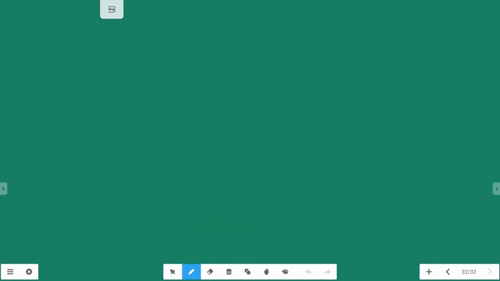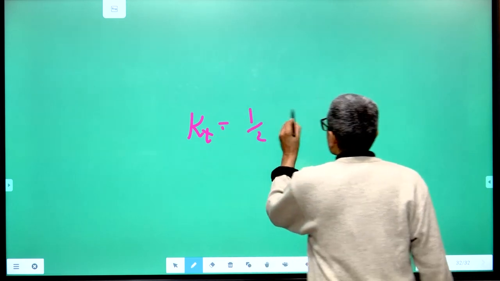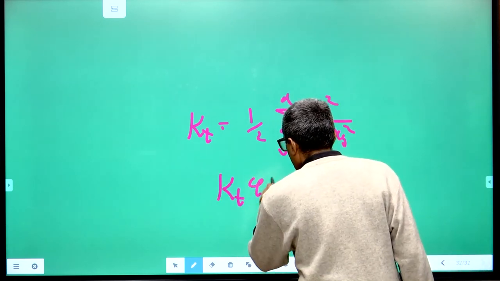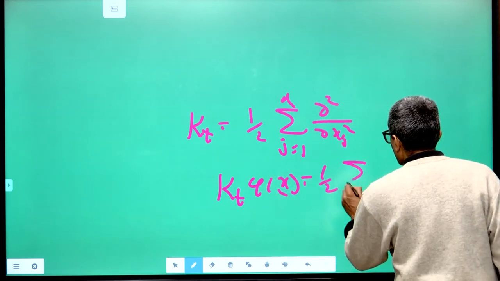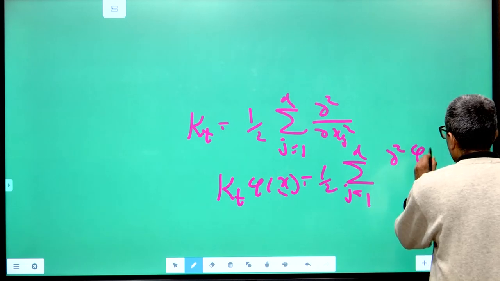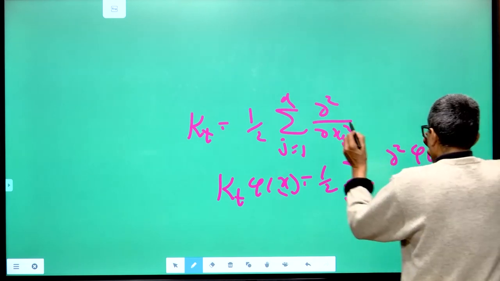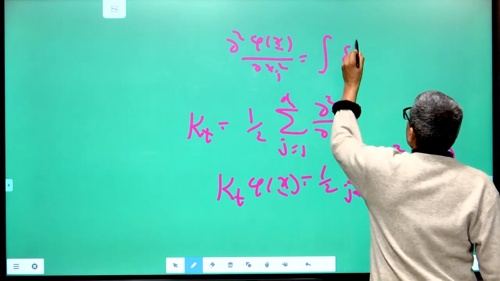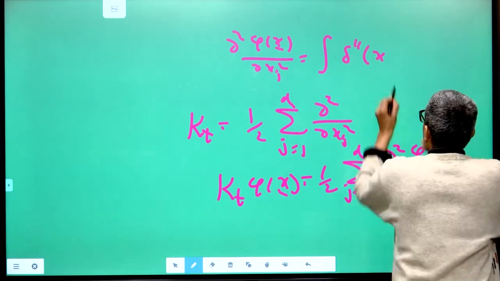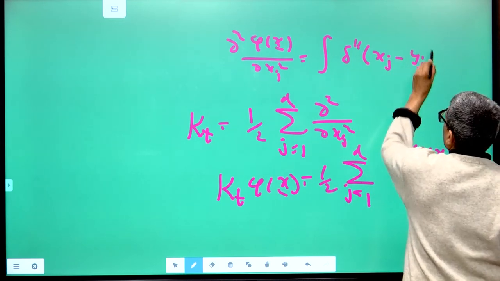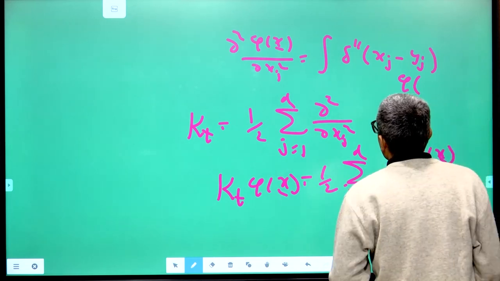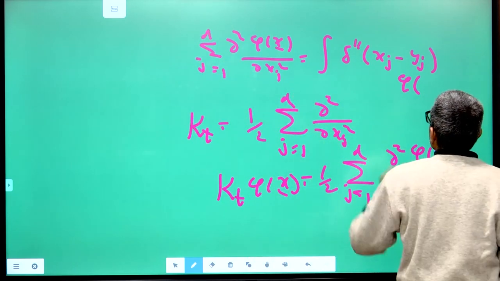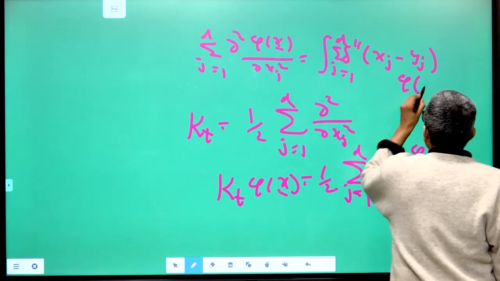They are all standard independent Brownian motions, then K_t becomes simply equal to half summation of the second derivative with respect to x_j squared, j equals 1 to d. And K_t acting on phi(x) is nothing but half summation j goes from 1 to d of the second derivative of phi(x) with respect to x_j squared, which can also be written as an integral of delta double dash of (x_j minus y_j) into phi(y). If you sum over all the j's, j goes from 1 to d, this can be written as delta double dash of (x_j minus y_j) summation j goes from 1 to d into phi(y) dy.